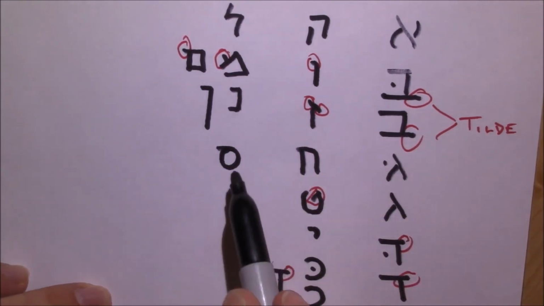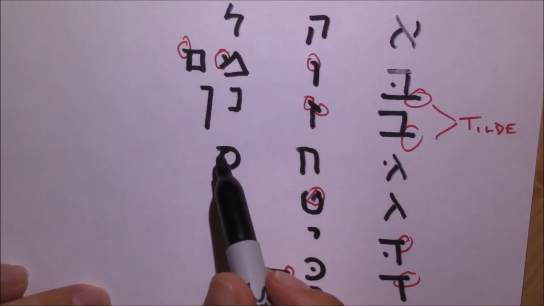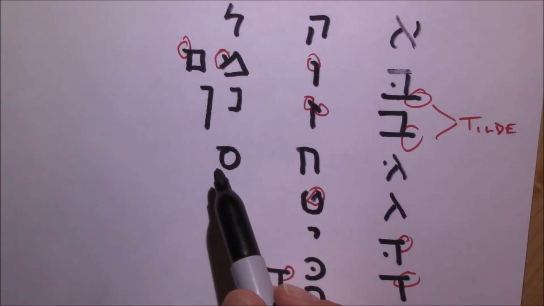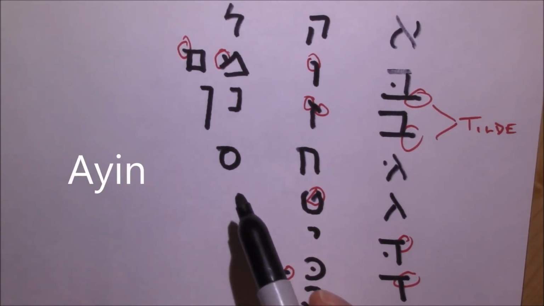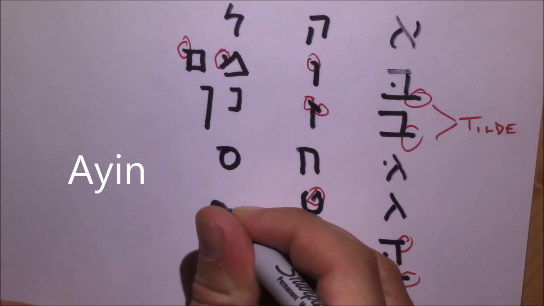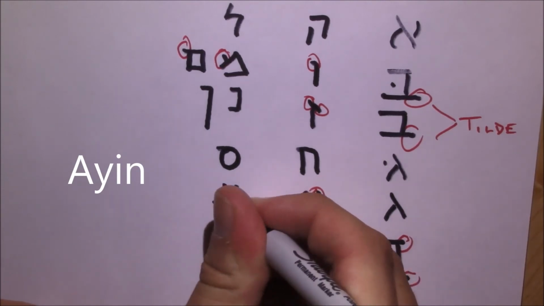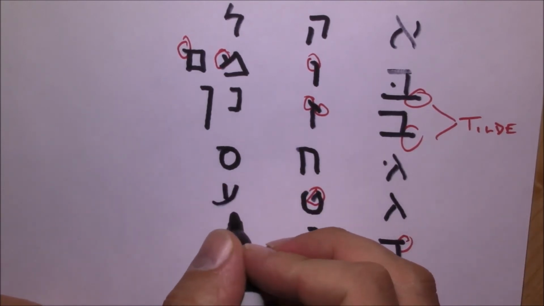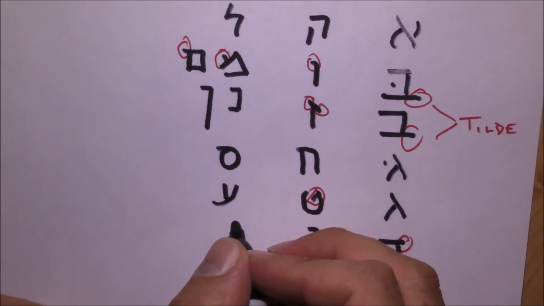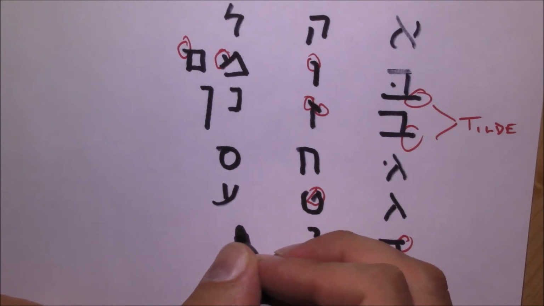And it is just a circle with a little tilde here on the end. It is just a straight S sound. After that, we have ayin. Line up and a line down. And ayin is another silent letter. It technically is a glottal stop, sort of like the sound you make in the middle of the word bottle. It stops at your glottis.